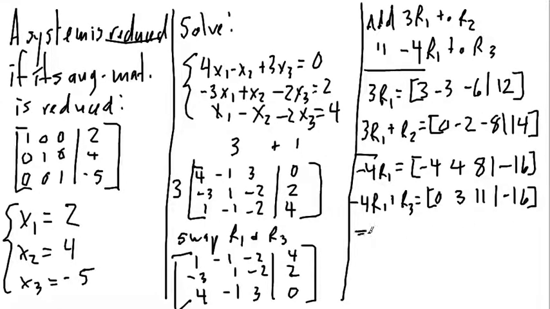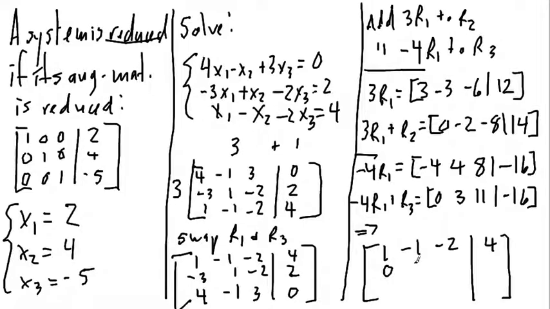So what I end up with is the matrix that looks like this. The top is still 1, -1, -2, 4. But the next row is 0, -2, -8, 14, coming from this right here. And the last row is 0, 3, 11, -16. So we've accomplished what we wanted, which is below this leading 1 we have zeros.